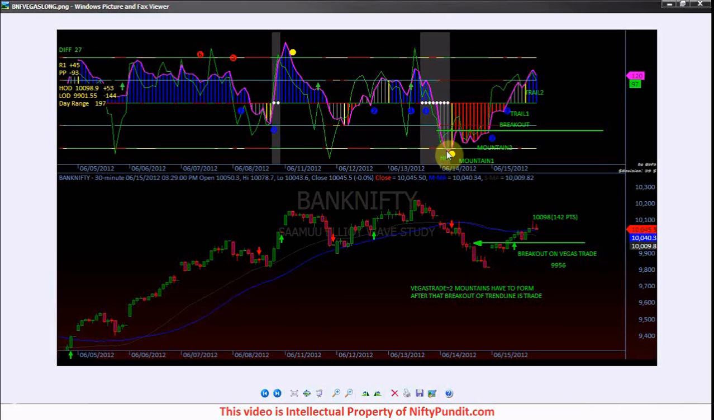See, we see two mountains, this one mountain and another mountain. We will be drawing one horizontal line connecting these two mountains. One is here and another one is here. On the breakout of this, we will be buying the stocks. So this is our breakout, one candle above it, the zero line.